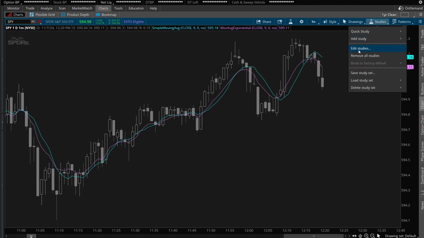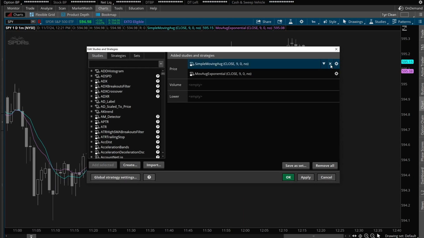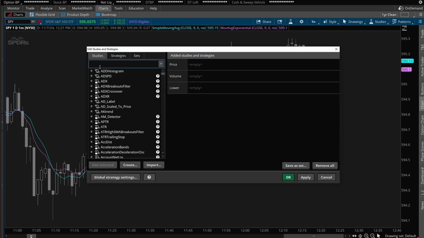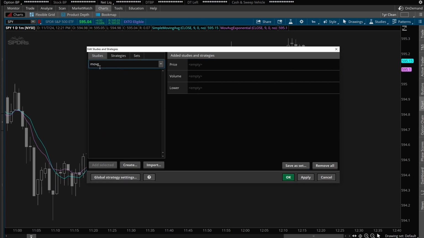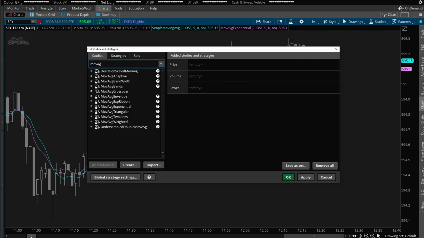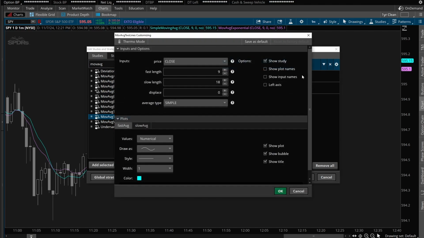Something else we can do, and I'm going to remove both of these for now, is type in moving average 2 lines. This is the one I actually like to use. What this does is plot 2 moving averages of different lengths. I'm just going to leave this at the 9 and 18 for now, but we can change this.